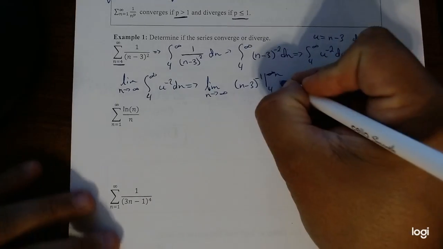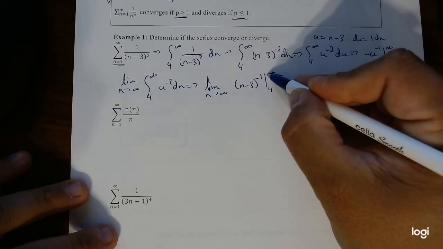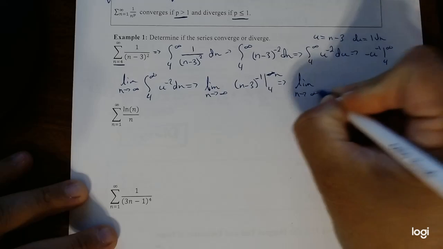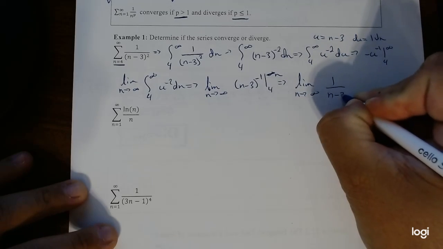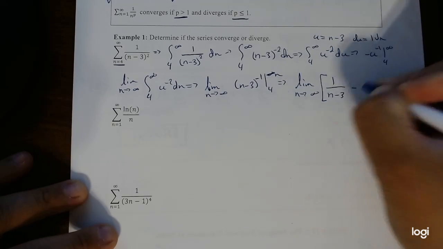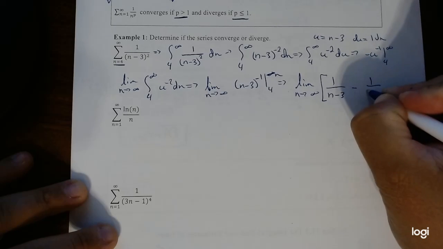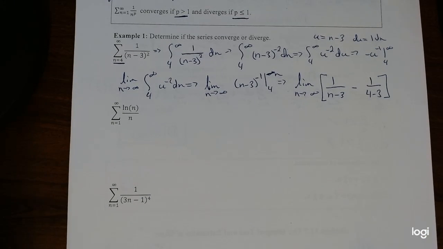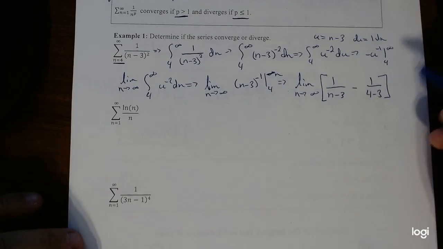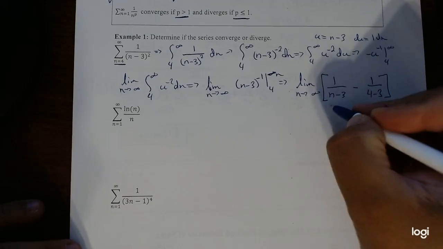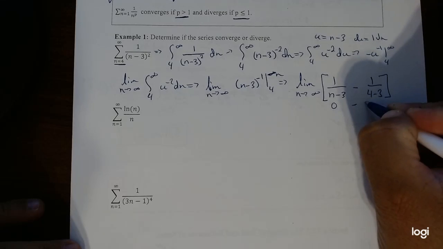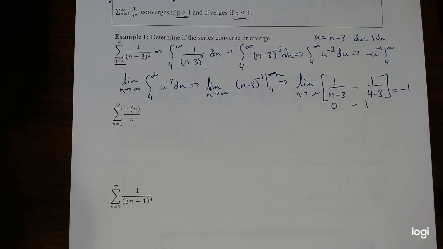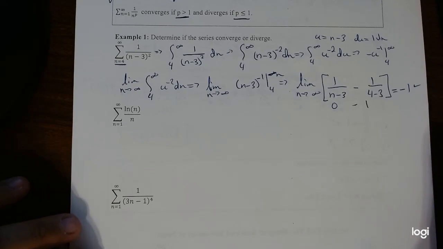Okay. So again, in this case, we're going to plug in n in here, so we have the limit as n goes to infinity of 1 over n minus 3 minus 1 over 4 minus 3. Now remember, we're taking the limit, so this actually goes to 0, and this is negative 1, so this ends up being negative 1, which is good, right? So it goes to a value, so therefore this converges.